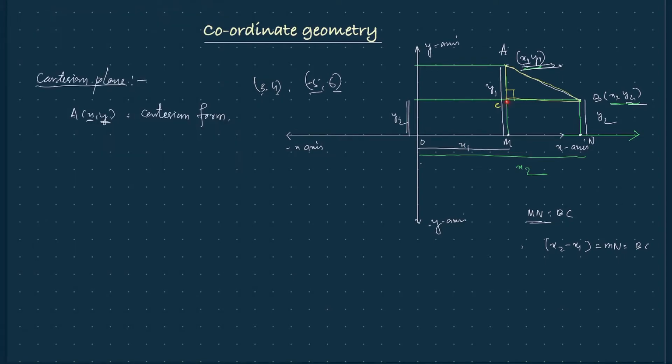this bc distance is again how much? x2 minus x1. Similarly, you can see here the whole distance is the y1 distance. This whole distance is y1, but this small distance is y2 distance. So the remaining distance is the bigger distance minus the smaller distance. That means we can say this AC will be equal to y1 minus y2, right? So this AC will be equal to y1 minus y2.